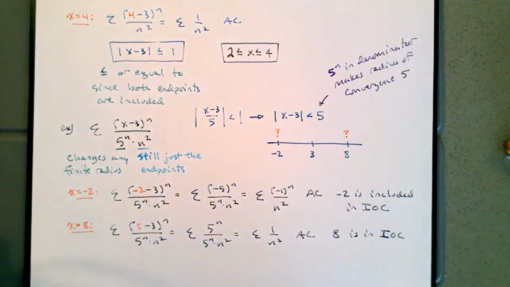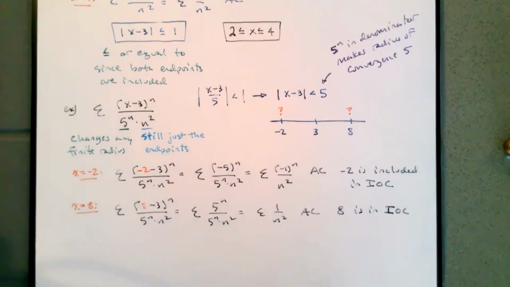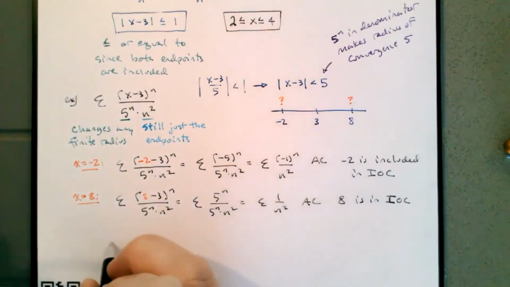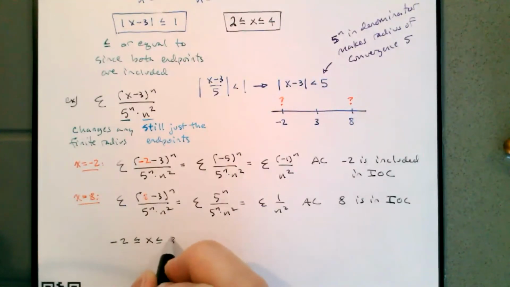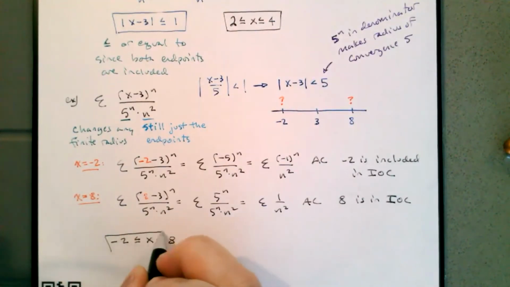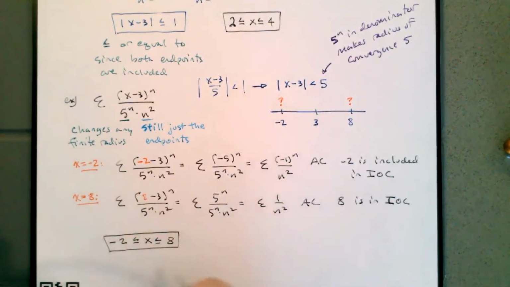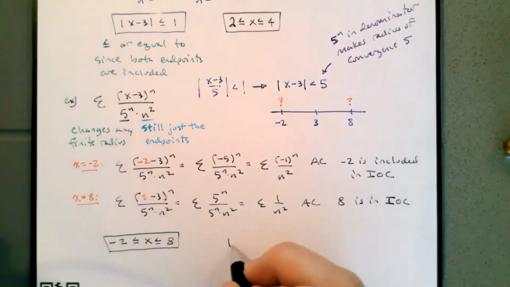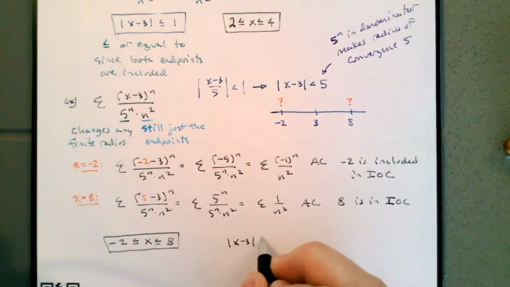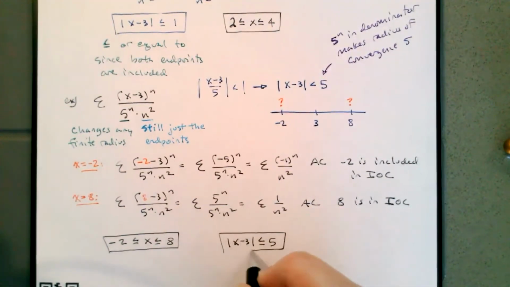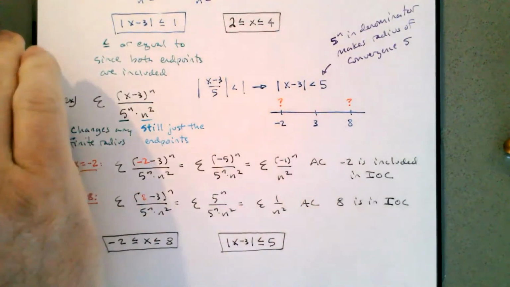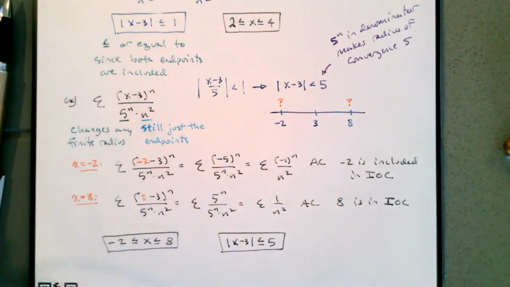So my interval of convergence, just like before, is I can do a less than or equal to because both endpoints are included. I can say it's from -2 is less than or equal to x is less than or equal to 8 in a compound inequality, or since both endpoints are included, I could say the absolute value of x minus 3 is less than or equal to 5 as an absolute value inequality.